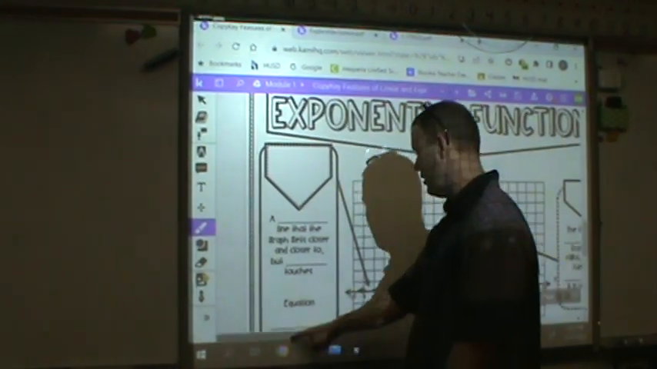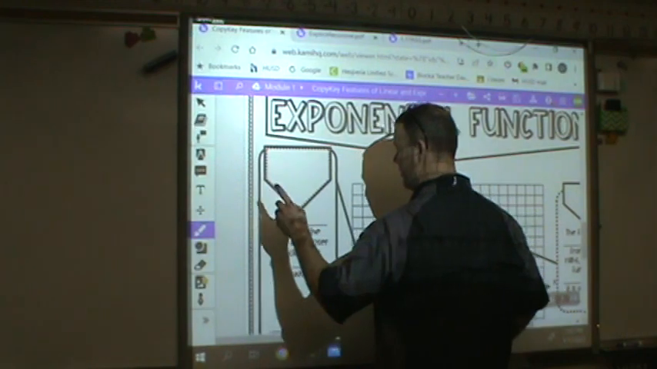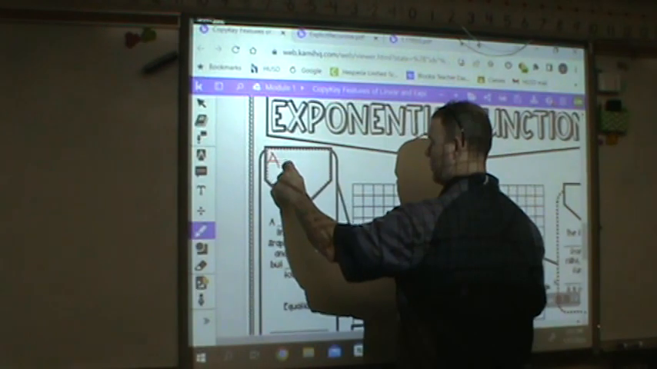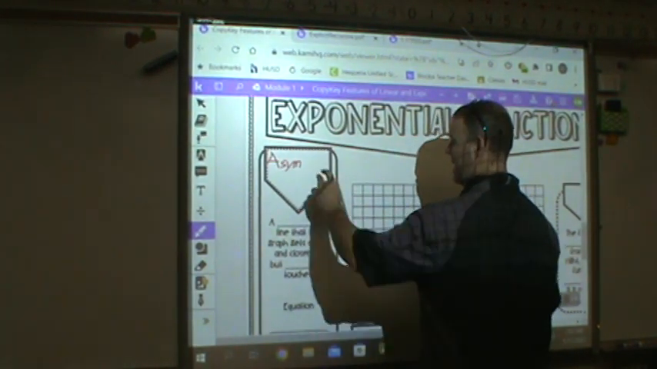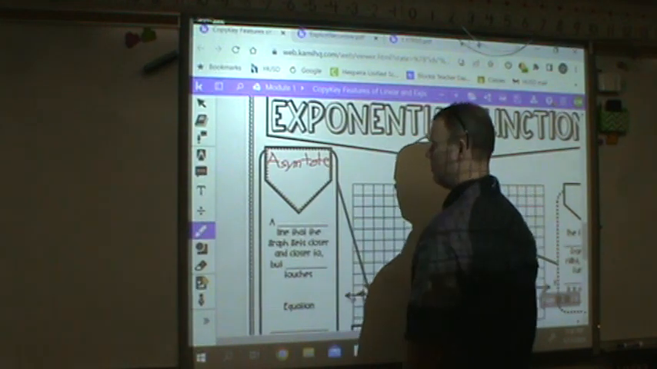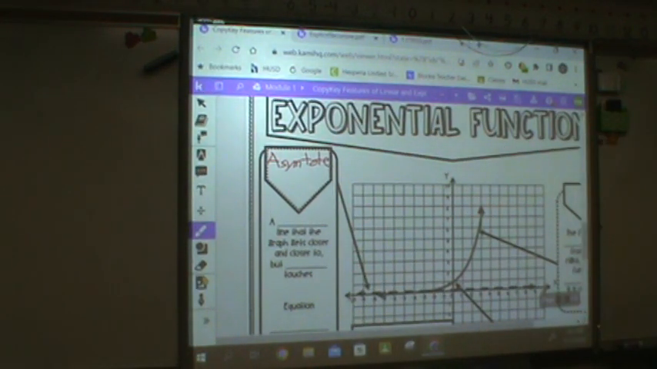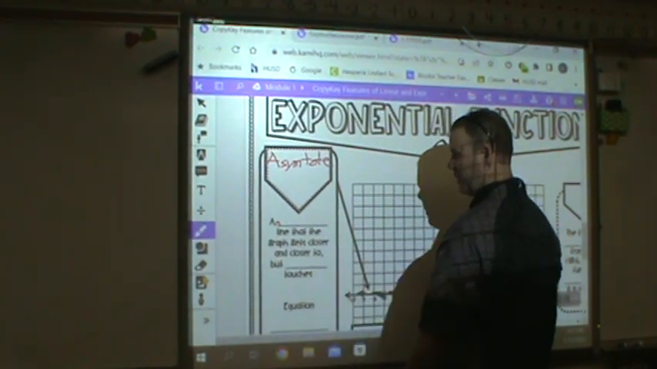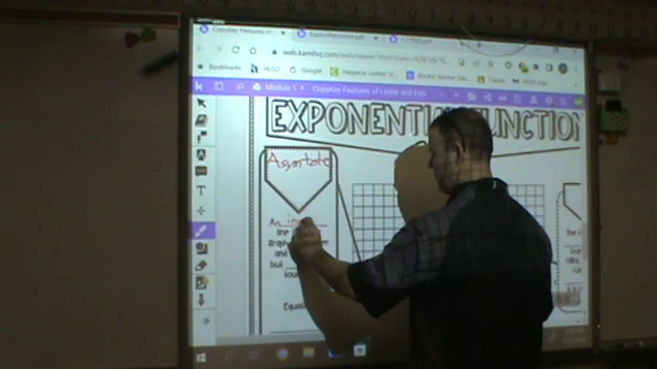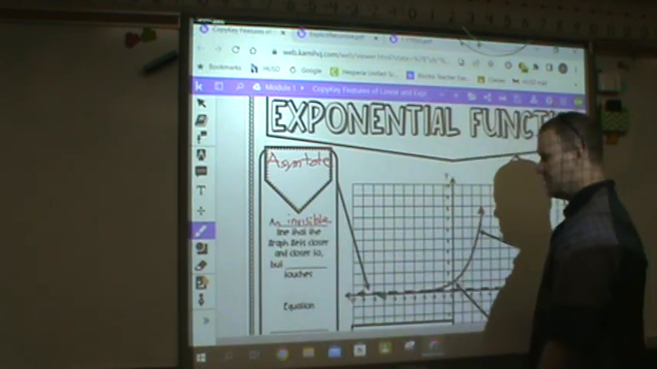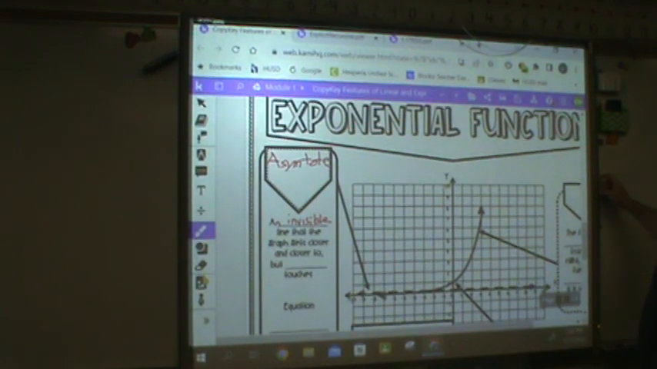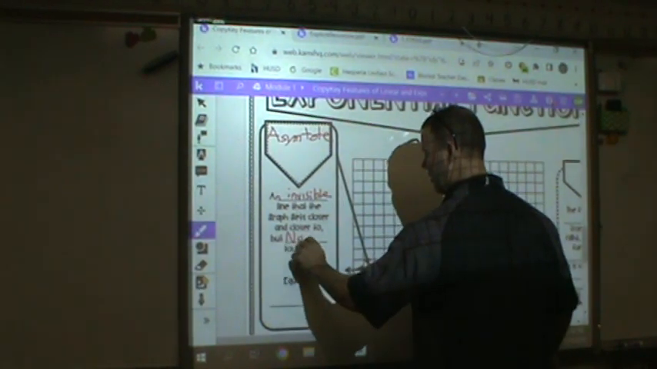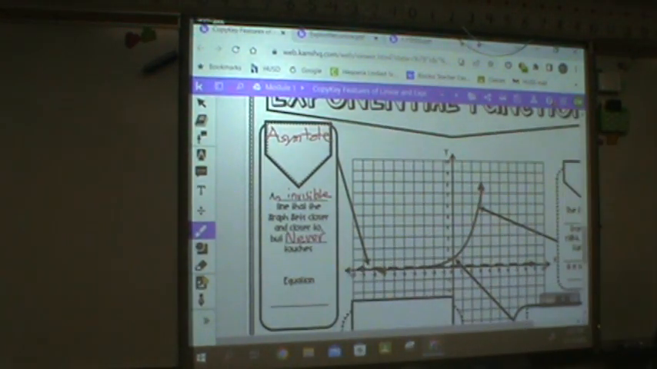This one's a little bit more involved. I don't know why we get so involved because we don't talk about these, but briefly. But this dashed line down here is called an asymptote. That is how you say that. An asymptote. It is an invisible line that the graph gets closer and closer to but never touches. Never touches.